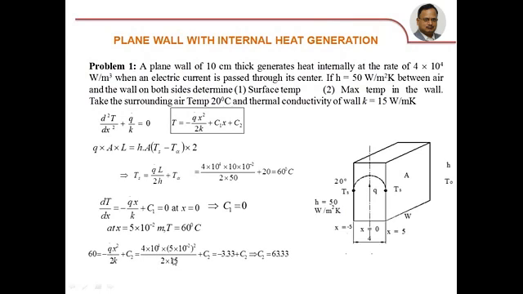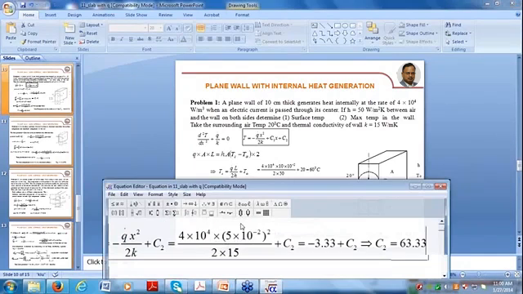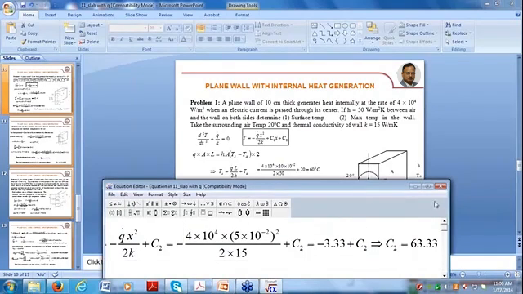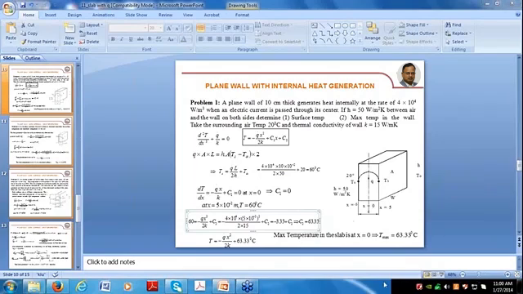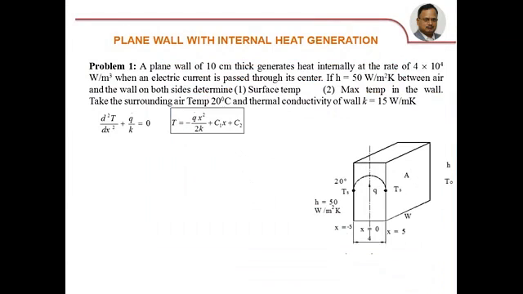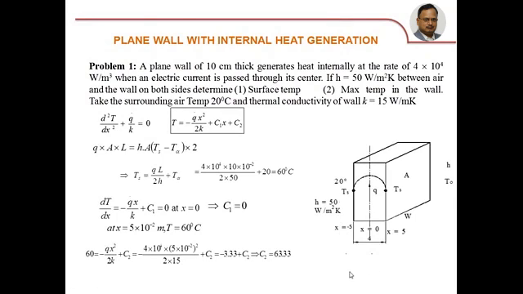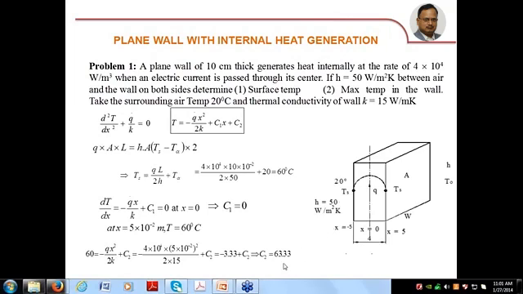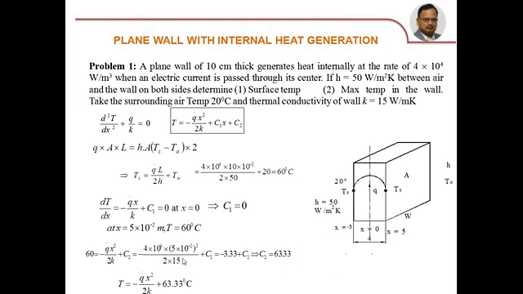Q dot is 4 into 10 power 4, x square is 5 into 10 power minus 2 whole square, by 2k, 2 into 15. The minus sign is missing here. This will give you the value of C2 as 63.33, and thereby you can write the equation T equal to minus Q dot x square by 2k plus 63.33 degrees centigrade. See, it is a parabolic equation. So that is why Ts on both sides is the same.